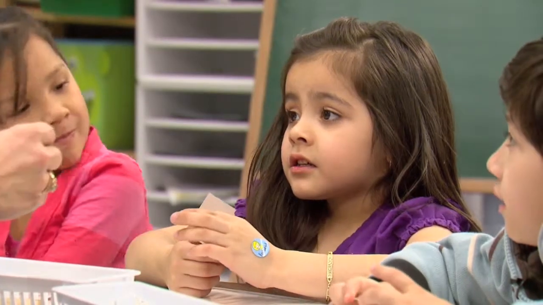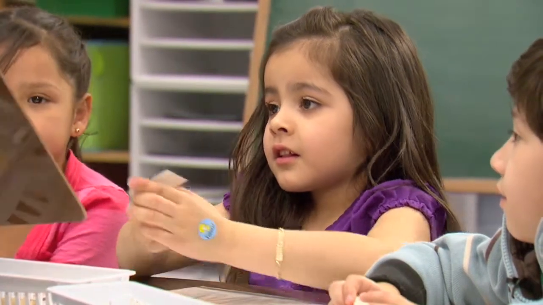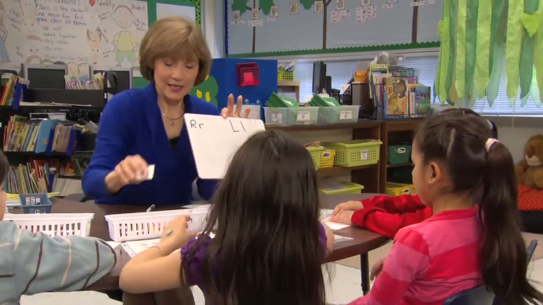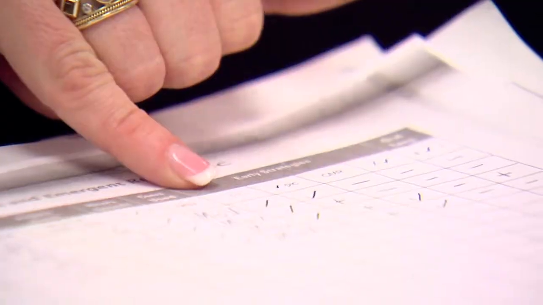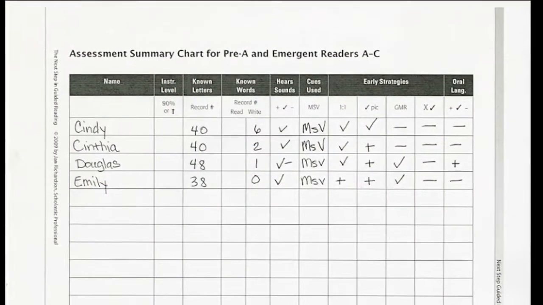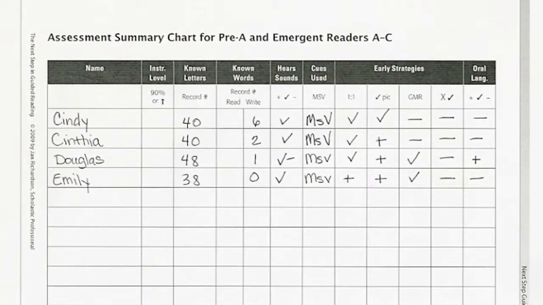In this lesson plan overview, I'll show you how to use your assessment data to plan and execute a pre-A guided reading lesson from start to finish. Before planning a pre-A lesson, start by reviewing your assessment information. The data will inform how to group your students, what text to use, and what skills and strategies students need to learn. An assessment summary chart is a useful organizing tool.